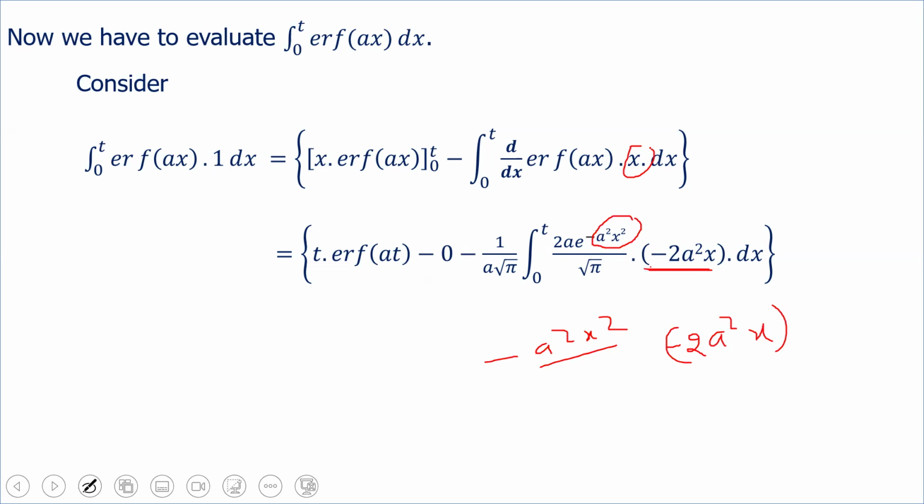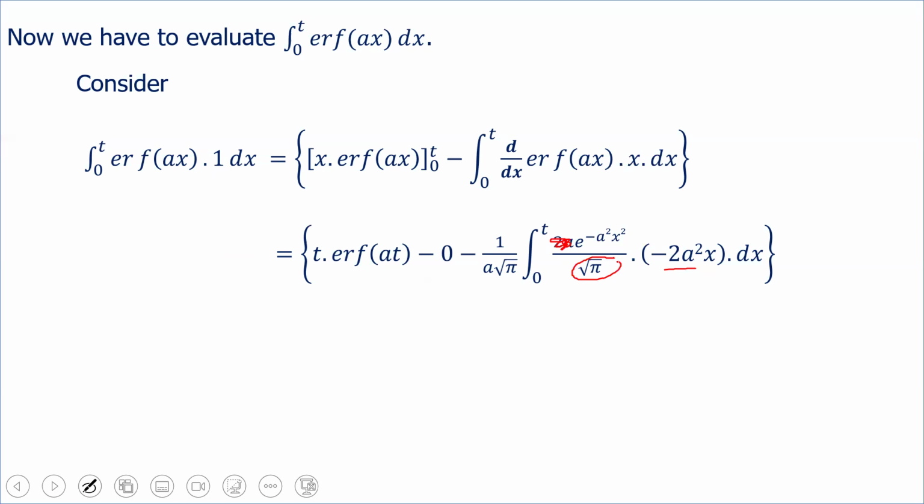A is already over here. So we are multiplying and dividing by a. So this is a square. 2 is already over here. Minus and minus is already over here. We have this 2a we have taken over here. X we have taken. So root pi something upon e to the power minus a square x square. Root pi we have also taken outside.